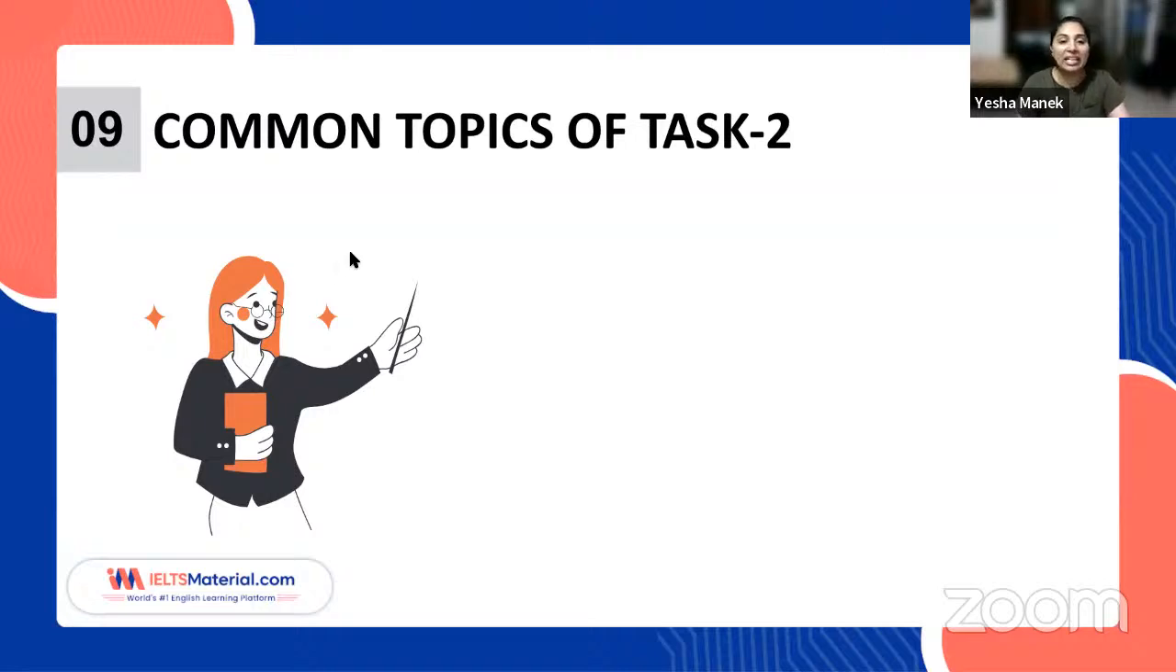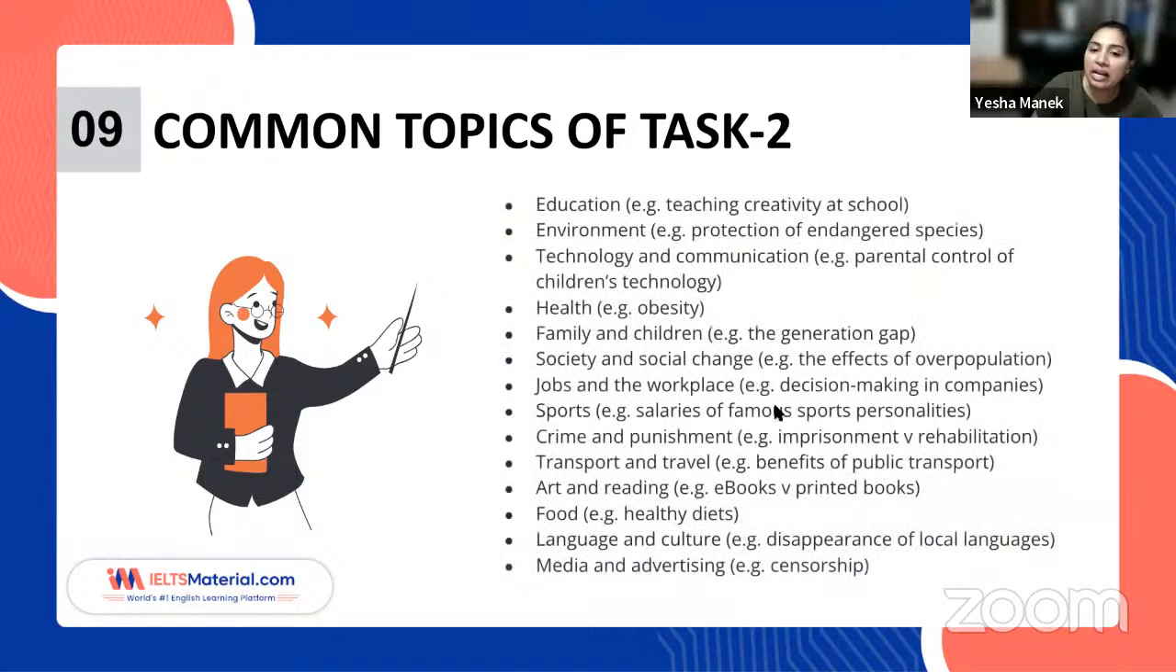If you want, you can take a screenshot of this because this will definitely help you in preparing your task 2 questions. Here are some common topics which you can expect in your examination. First one is education. Example, teaching creativity at school, or they may talk about replacing teachers and introducing robotic teachers. What would be the advantages and disadvantages? In this manner, they may talk about education.